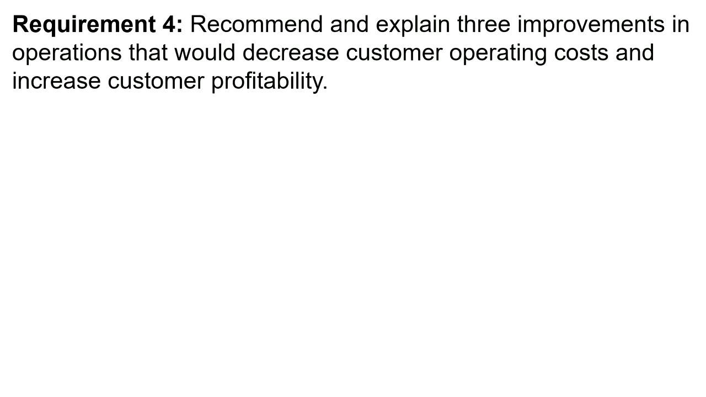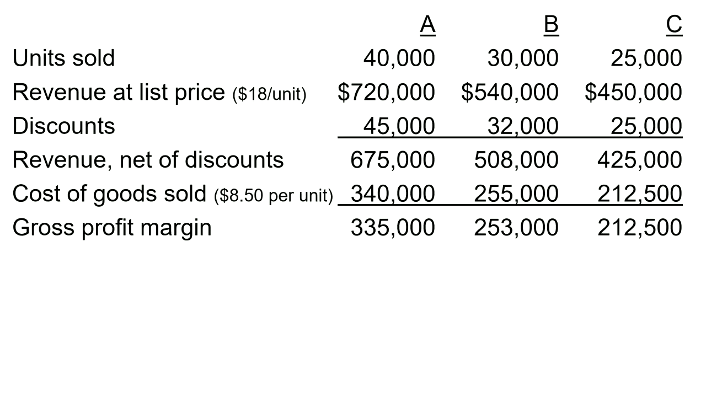Now, moving then on to our 4th requirement, recommend and explain 3 improvements in operations that would decrease customer operating costs and increase customer profitability. Now, this isn't about a specific customer really, we're just talking about 3 improvements in operations. Now, if we look at the information that we have, going back to our first table here, units sold, revenue, discounts, where we come down here to gross profit margin, this isn't operations. Okay, selling price isn't our operations.